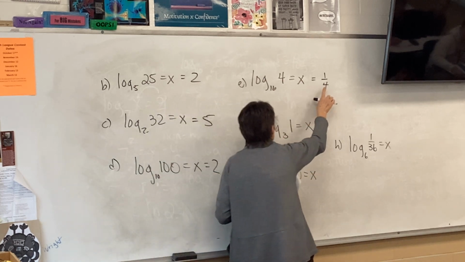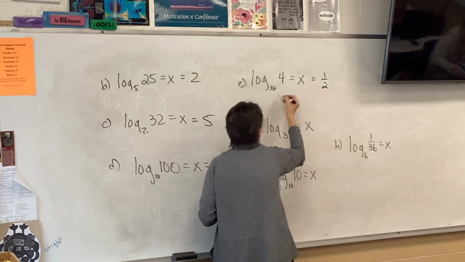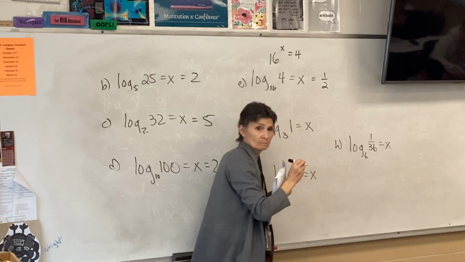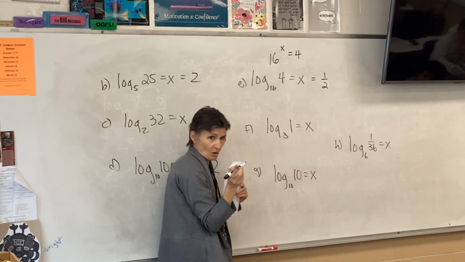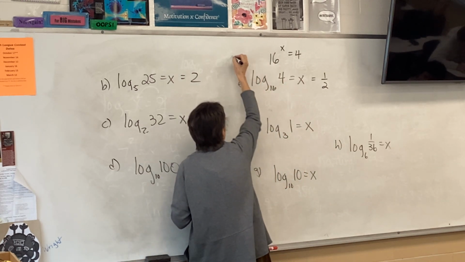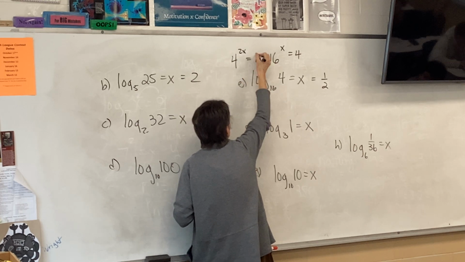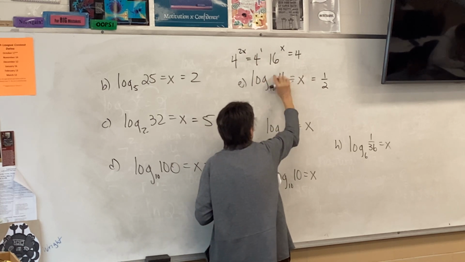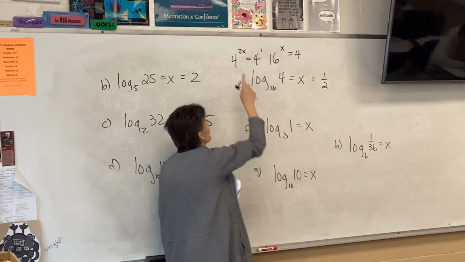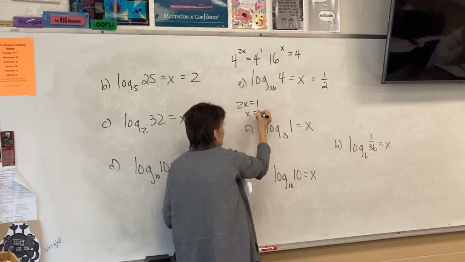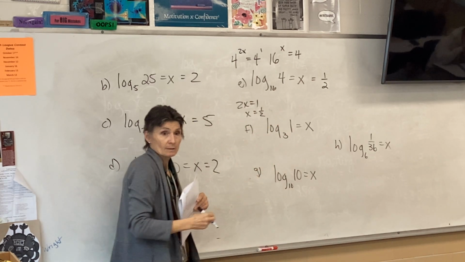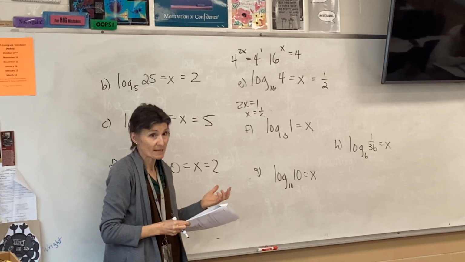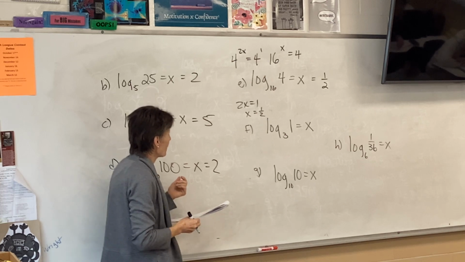I think it should be 1/2 because this says 16 to what power is 4? So you might just know that, or you know that 16 is 4 squared. So 4 squared to the x is equal to 4 to the first. So 2x equals 1 and x equals 1/2. If you're not using a calculator, then you're going to have a common base somehow. Okay, you're going to figure that out.